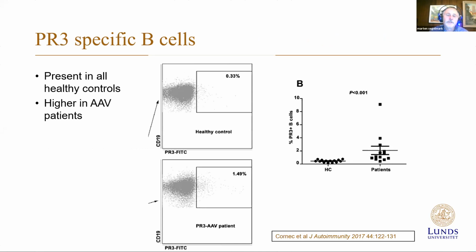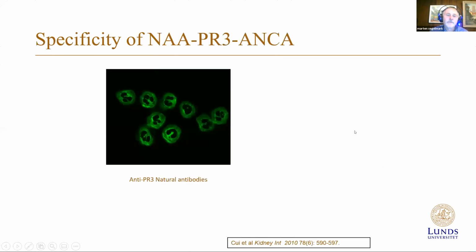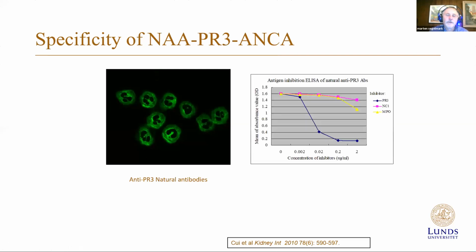It has been shown that in healthy persons, there are some B cells that react with the ANCA antigens. It was found in this study that 0.33% of all circulating B cells were specific for PR3. It is more in patients with ANCA-associated vasculitis. They have a larger percentage of these cells. We showed that we could purify these natural antibodies from the sera of patients, and they were very specific, as shown by inhibition ELISA experiments.